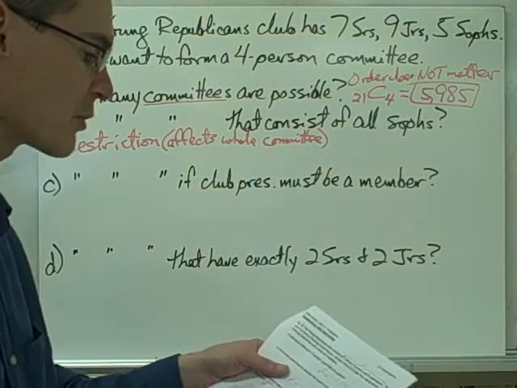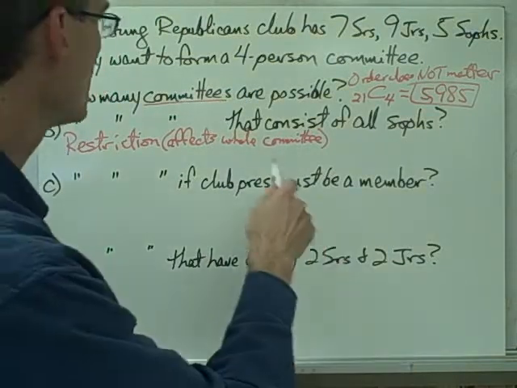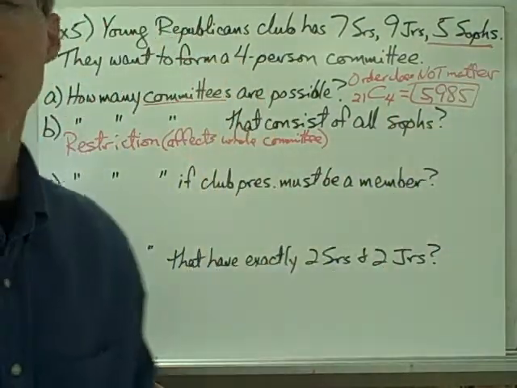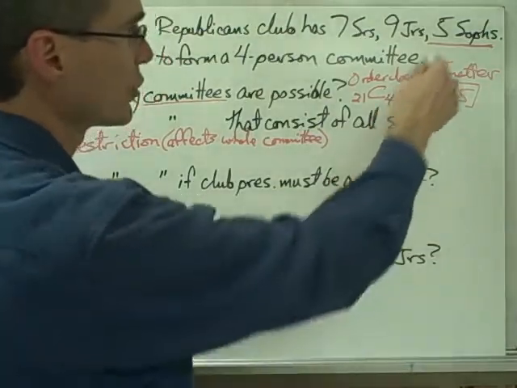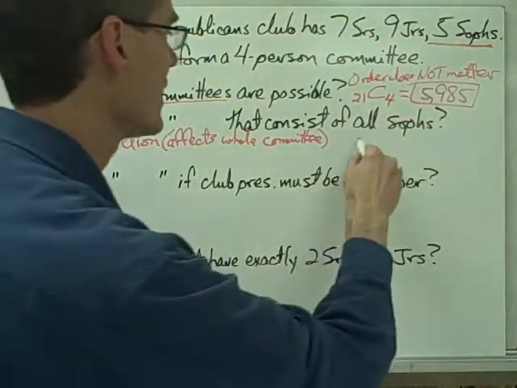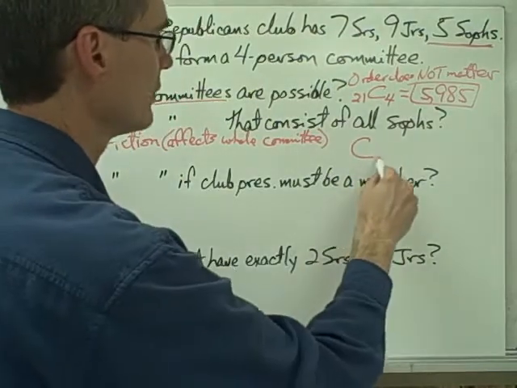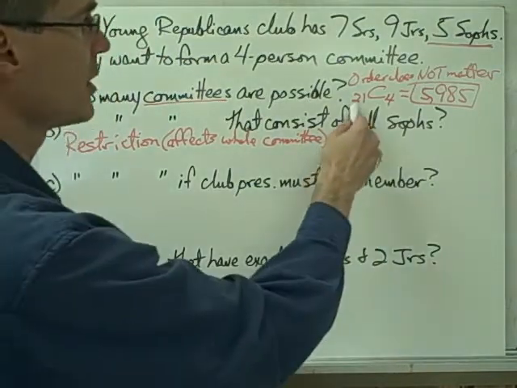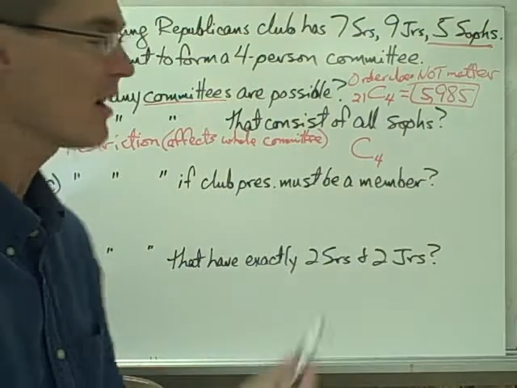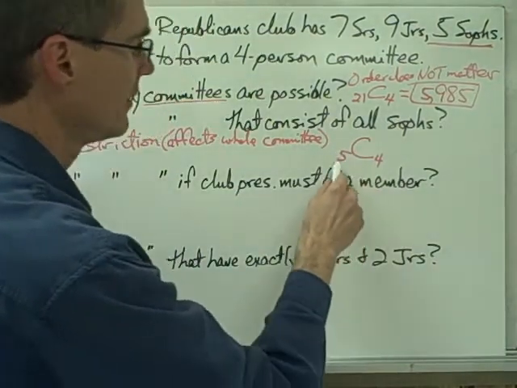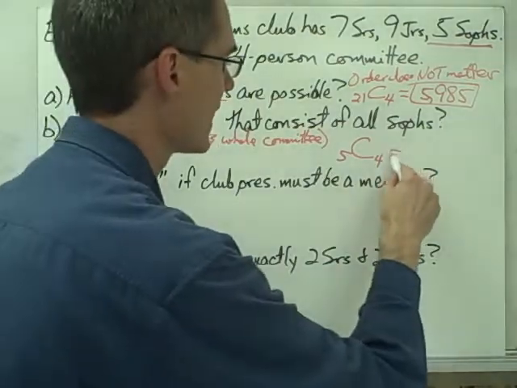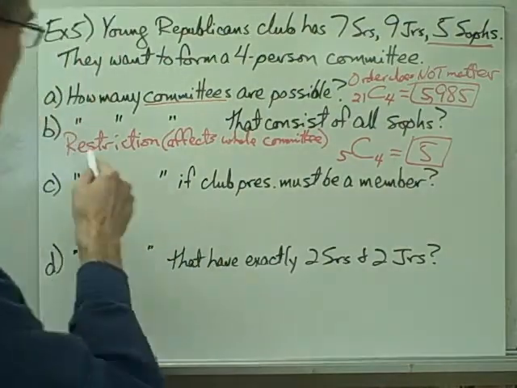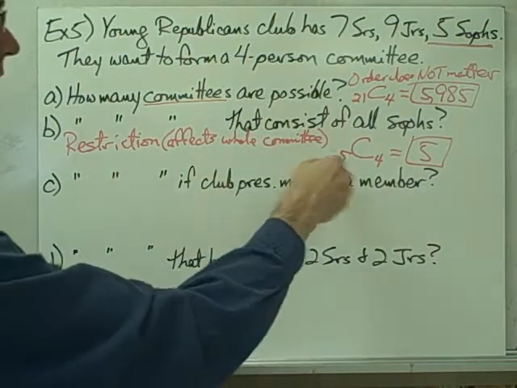Since I want to know how many committees are possible that consist of all sophomores, well, I only have 5 sophomores in my club. So if I want to know how many ways there are to create a 4-person committee using these 5 sophomores, that's just going to be a combination of, again, I want 4, but I'm going to select 4 from how many people? I'm not going to select it from all 21 people. I'm only going to select from my sophomores. So this is just going to be the combination of 5 people taken 4 at a time. And if I punch that into my calculator, I get 5.